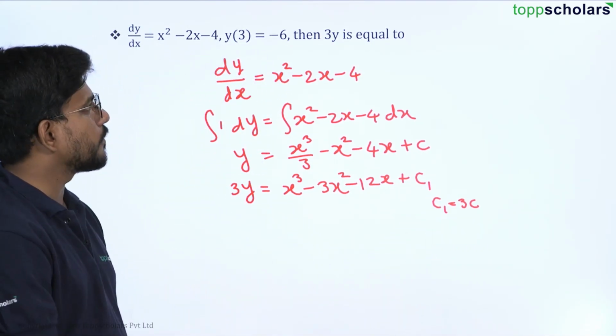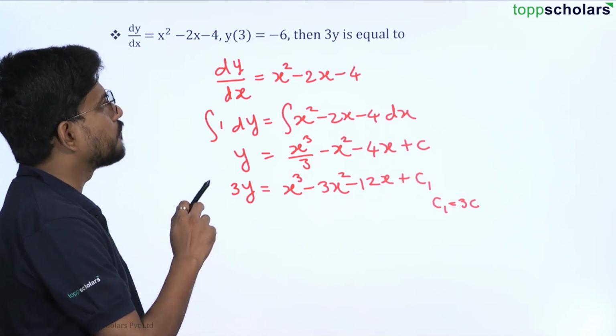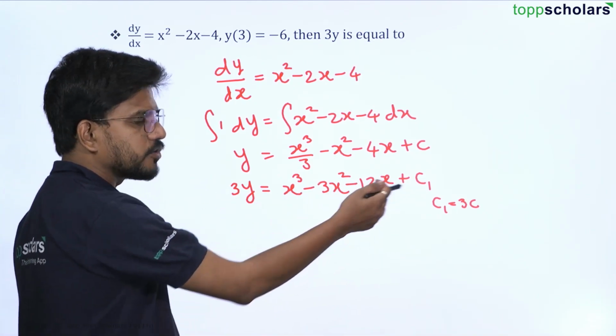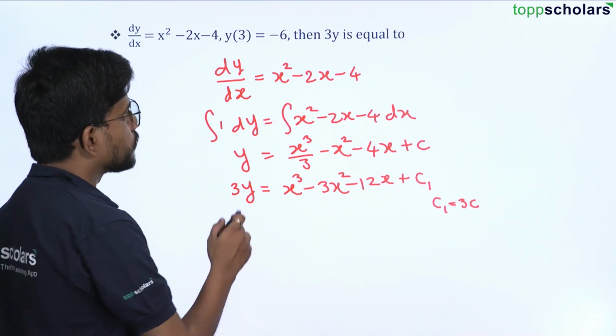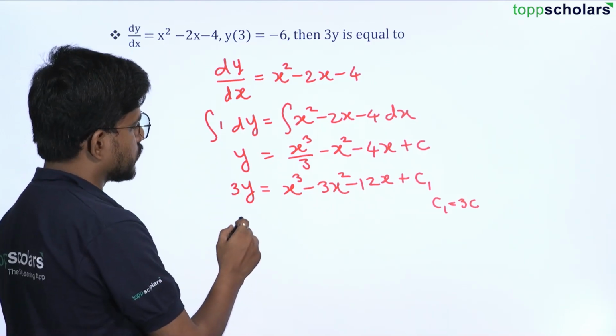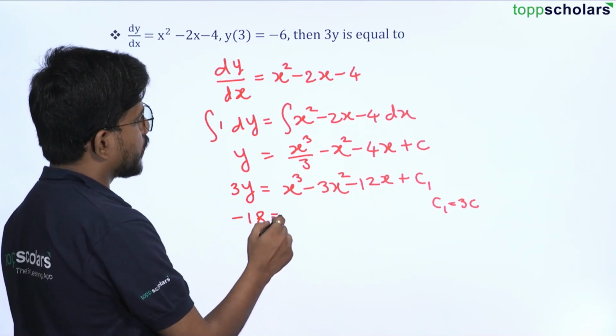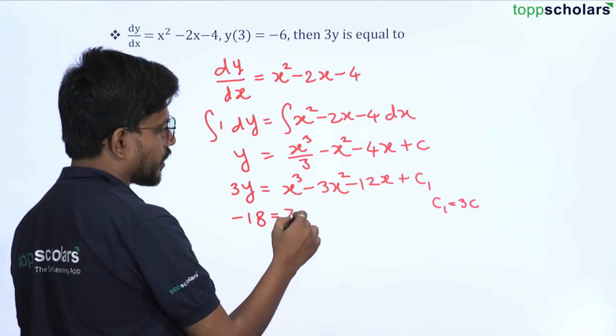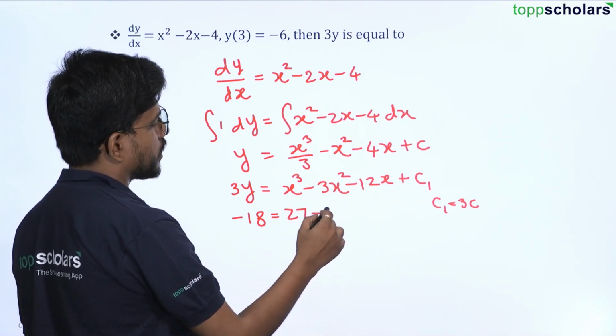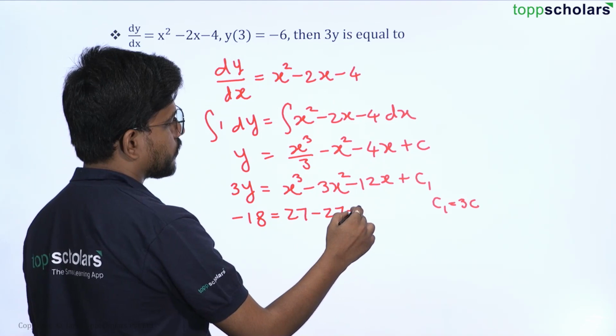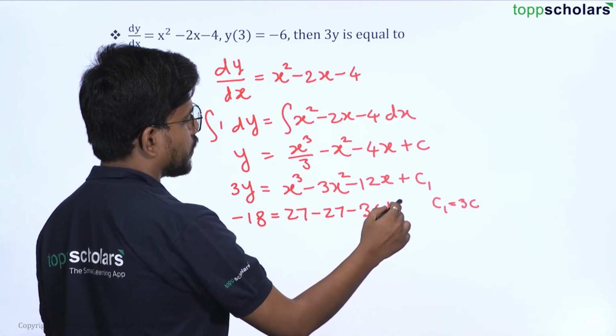Okay, now what is the value of y? Value of y is minus 6 and value of x is 3. I'll put down those values and I will get the value of c1. So put down the value of y as minus 6, this will be minus 18. Put down the value of x as 3, this will be 27. This will be 3 square, 9, minus 27, and this will be 12 into 3, 36, plus c1, right?